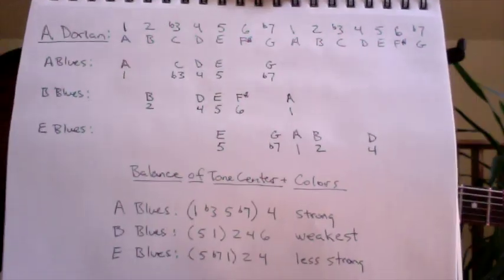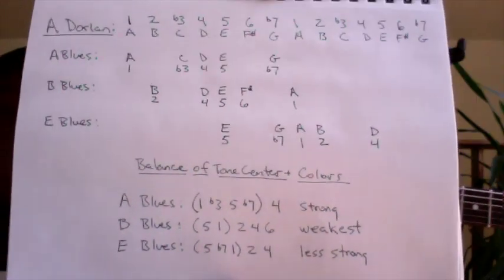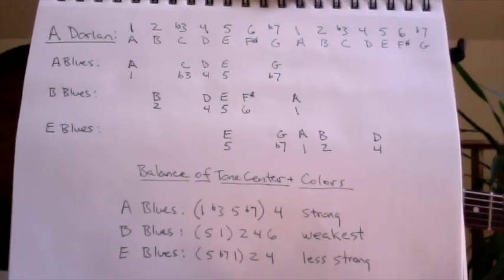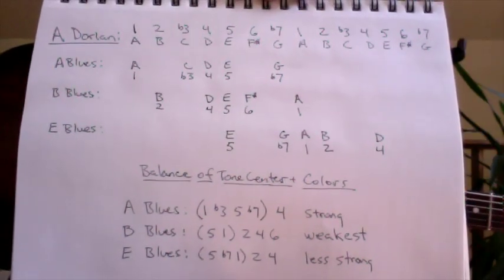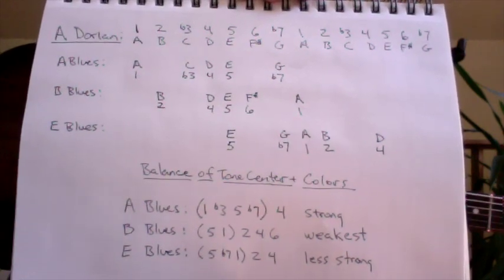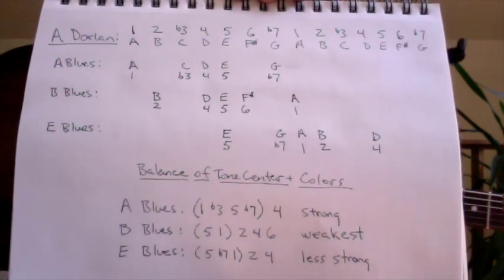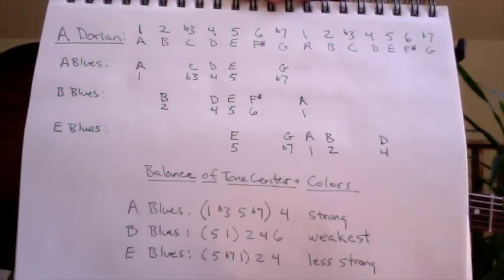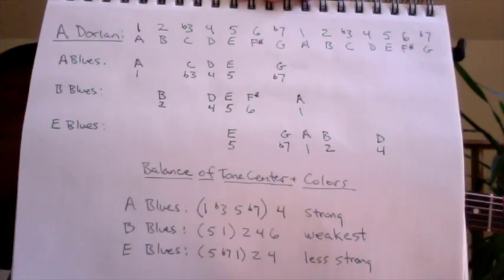It's a very strong sound, and that's what they're looking for. If you look at the B blues scale underneath, what you have in parenthesis, just the 5 and the 1 are in the tone center of the Dorian scale when you play B blues. And you have all 3 colors. So it's out of balance in terms of tone center and colors.